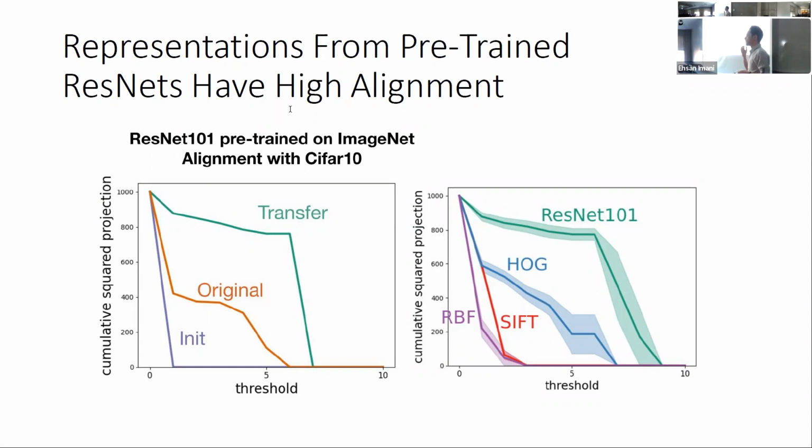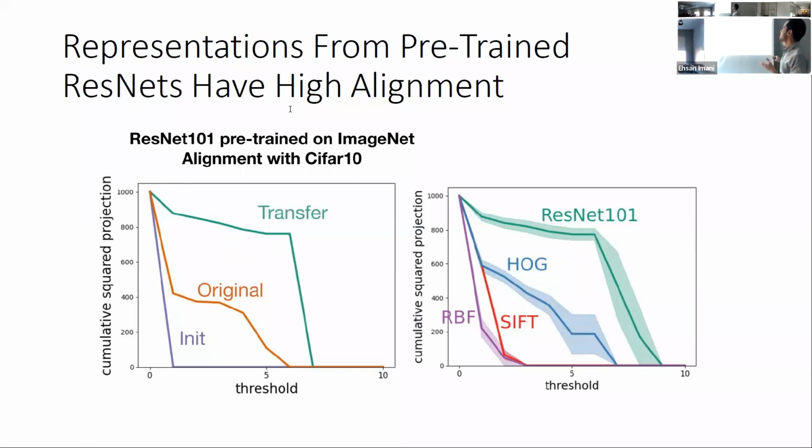So in this case, you didn't train on CIFAR-10 at all. Right. So if we did train on CIFAR-10, would the curve be even higher for the transfer? I think so. I didn't try it, but based on similar experiments, I would expect that.